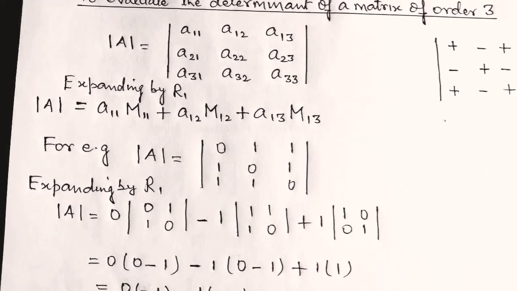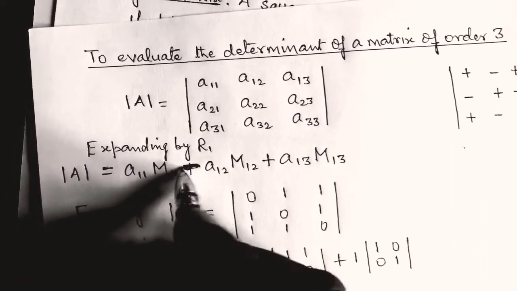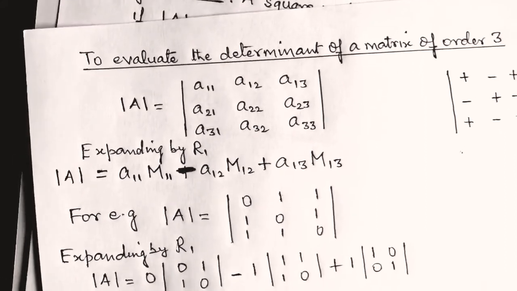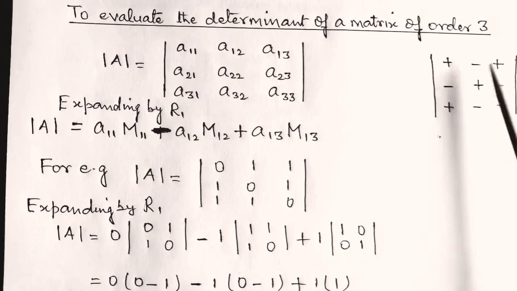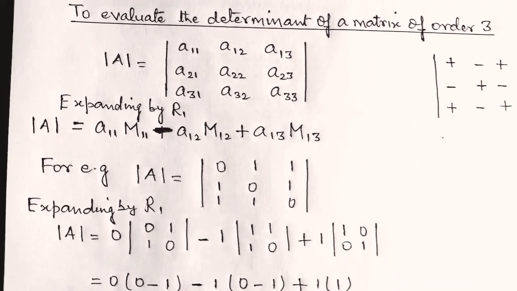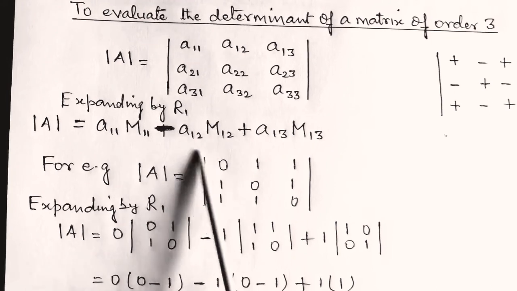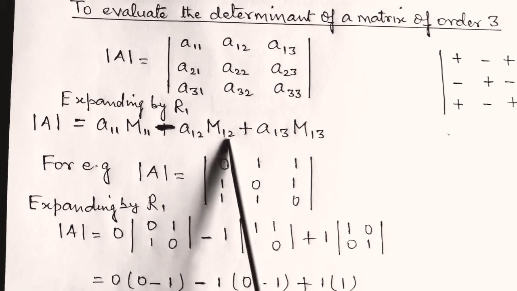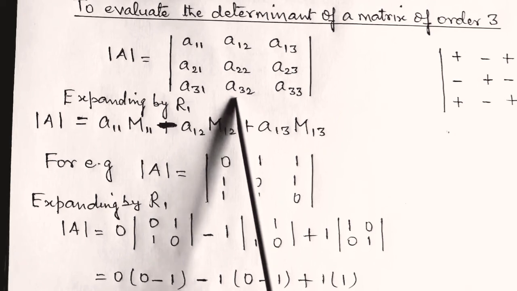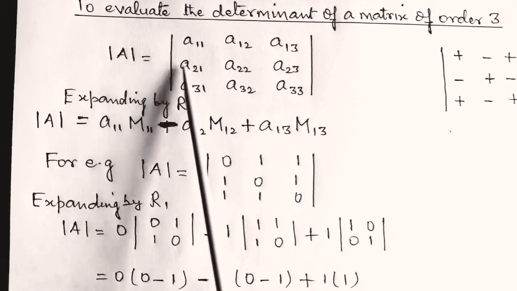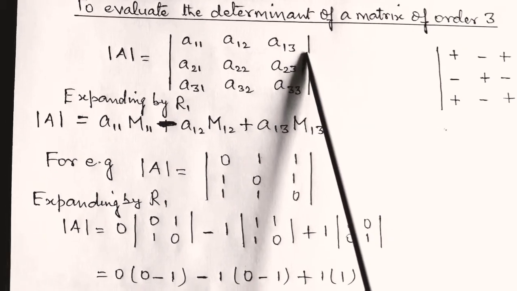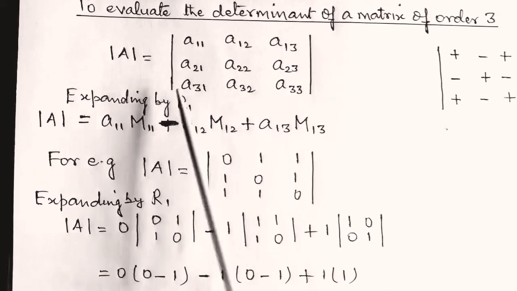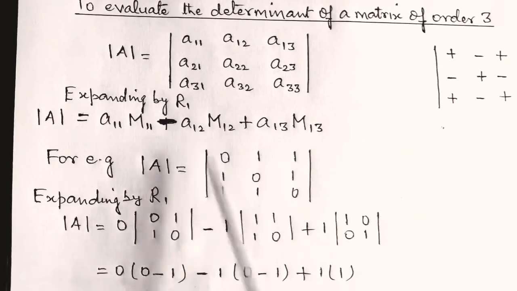Similarly, here we have the minus sign, because the second element should have a minus sign. So minus A12 into its minor. Leave the row and column, so you're left with the determinant M12. Then again you have a plus sign here, so plus A13. Leave the row and column. That is the minor of the third element. So that will be the value.